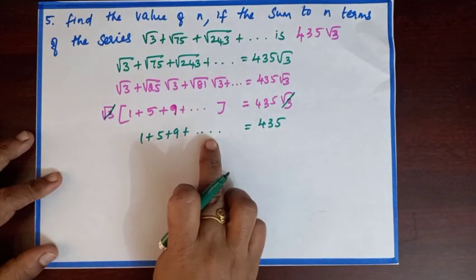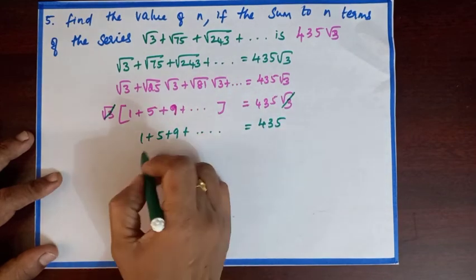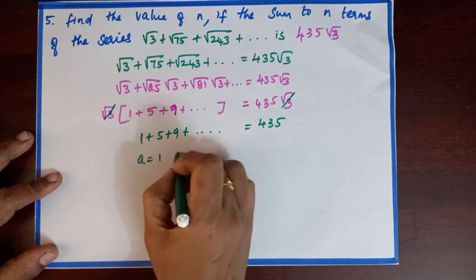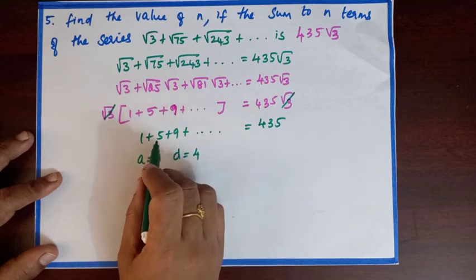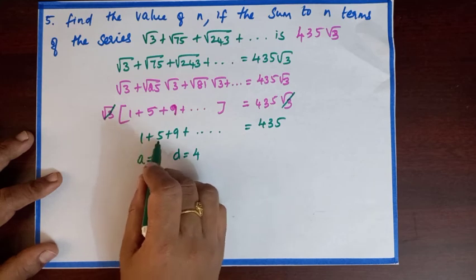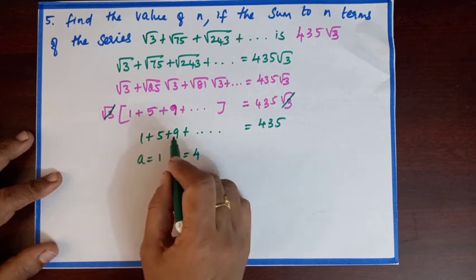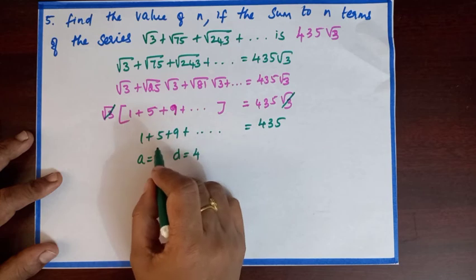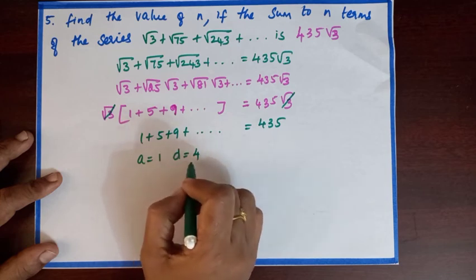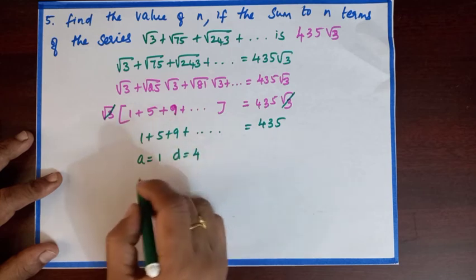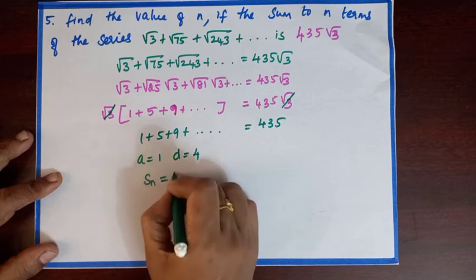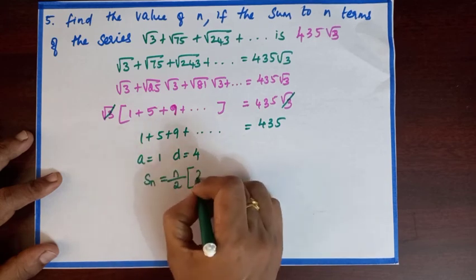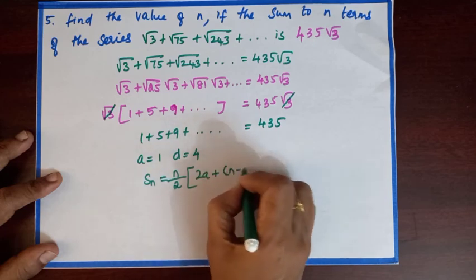The left hand side is an AP with a value 1. The d value is 4. To find the d value, second term minus first term, that is 5 minus 1 is 4. Third term minus second term, 9 minus 5 is 4. So the d value is 4. We know the Sn formula for AP: Sn equal to n by 2 into 2a plus n minus 1 into d.